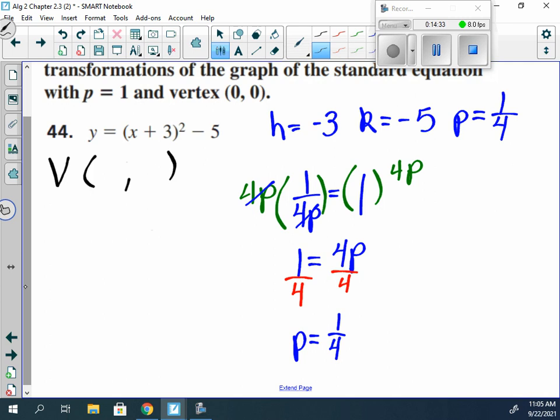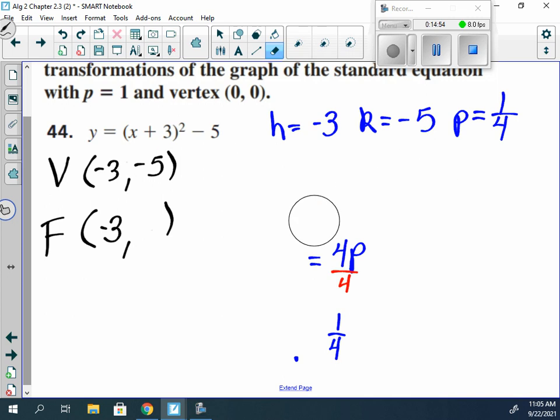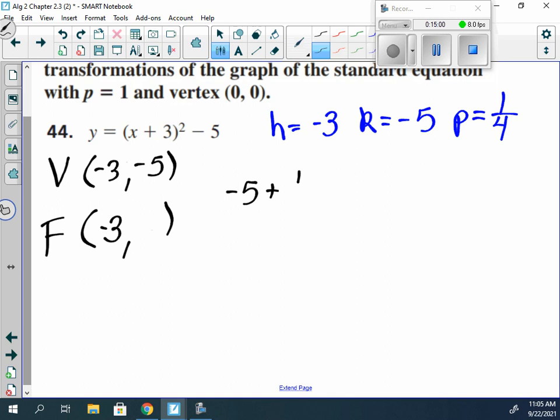What would the vertex be? (-3, -5). Now the focus is going to be (h, k + p). So we'll have -3. Now, k + p is going to be what? -5 plus 1/4. So we can say -4 and 3/4.